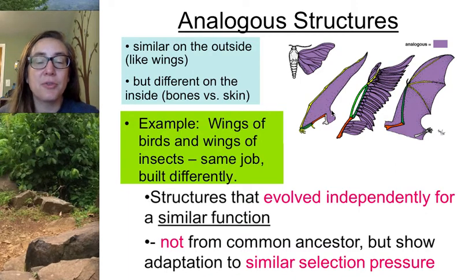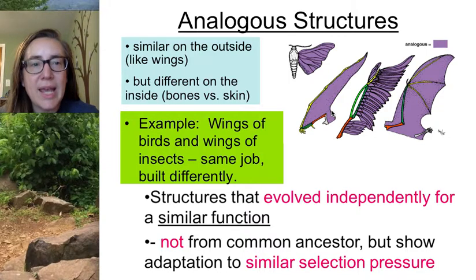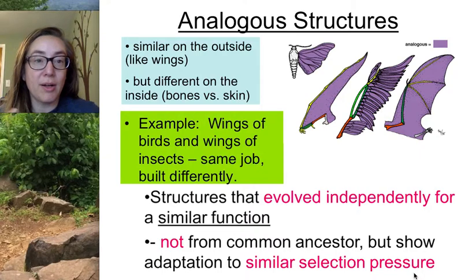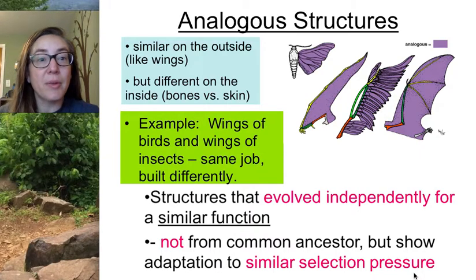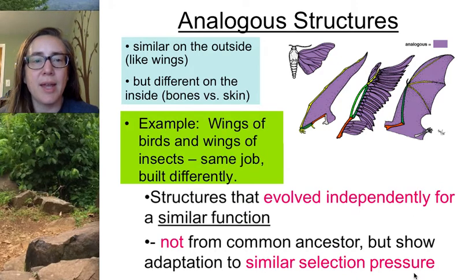So these are structures that would have evolved independently for a similar function, but again, they do not show common ancestry, just a similar selection pressure. So if their favorable environment is the air, and they have this adaptation which they can use, then that shows that it is that common environment or selective pressure, but not common ancestry.